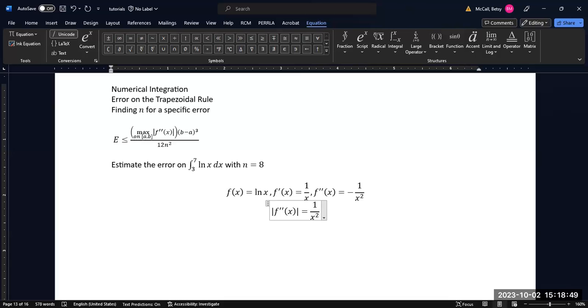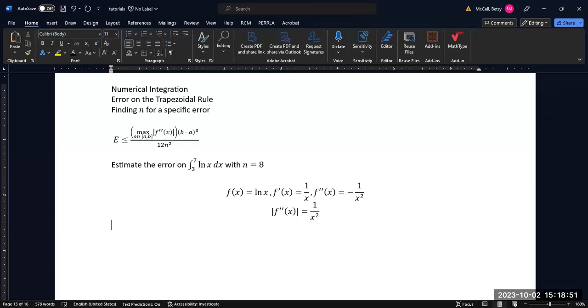Now, the 1 over x squared function is a decreasing function. If you think about what the graph of this looks like, it has an asymptote at 0, but it's positive everywhere. As you go through larger positive values of x, the values are going to be smaller. Here, 3 to 7 are the two numbers we're concerned with. Since it's a decreasing function on the interval, the largest value is going to be when x is the smallest.